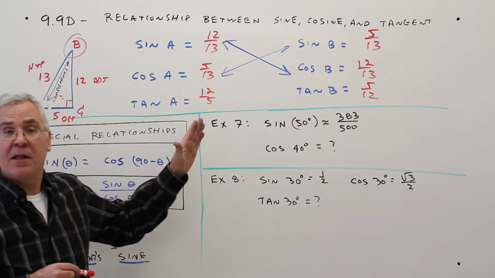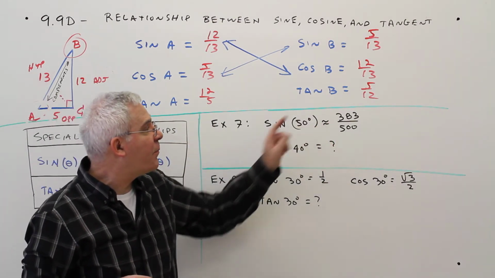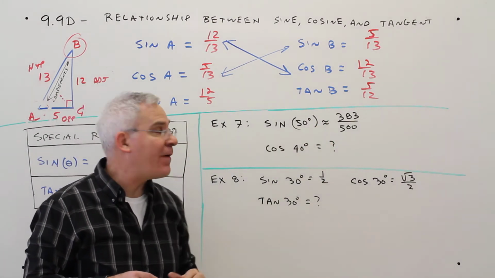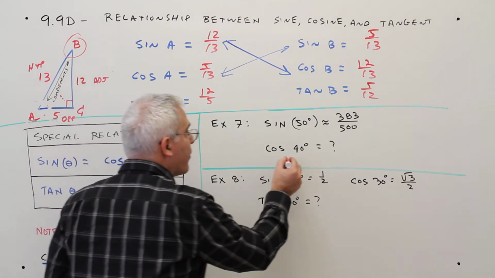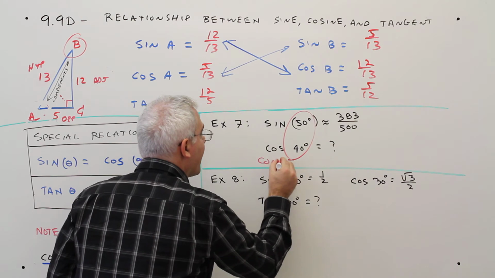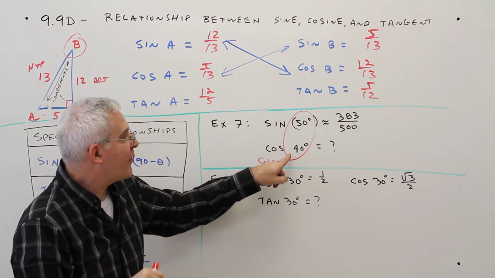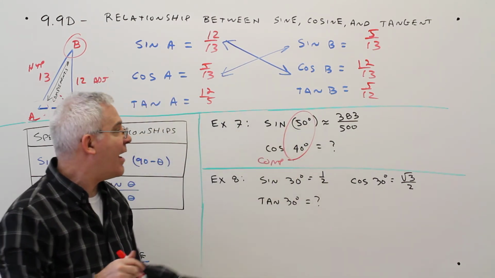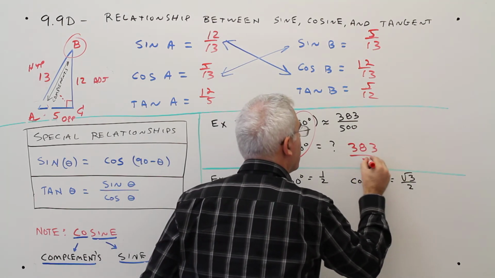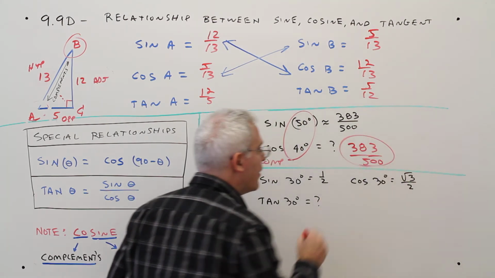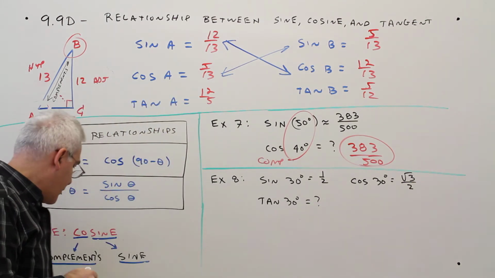Example 7. The sine of 50 degrees is approximately 383 over 500. Find the cosine of 40 degrees. Oh, these angles are complementary, so this cosine will be the same as that sine. That was easy.